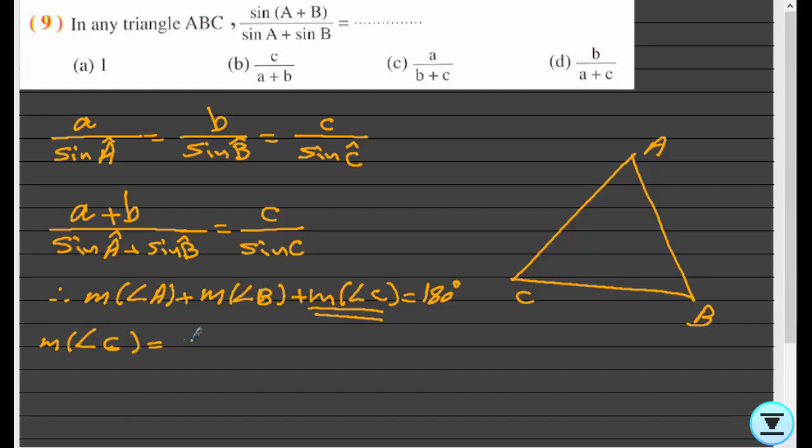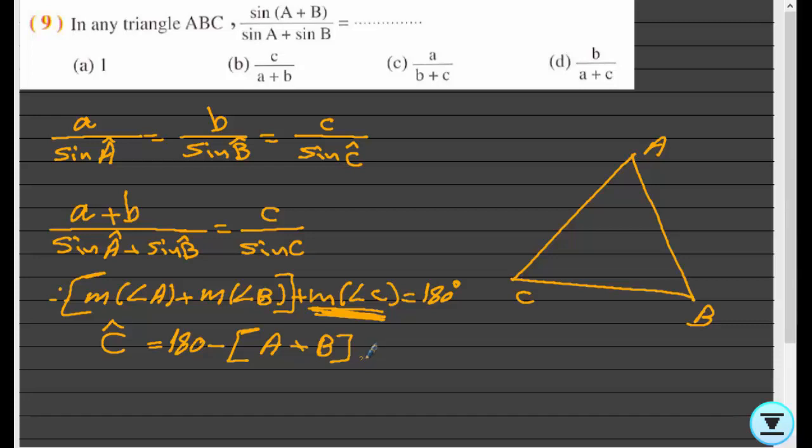So measure of angle C equals 180 minus measure of angle A, which I'll denote by the symbol A. Instead of measure of angle A, I write A, considering it A degrees, plus B. Again, measure of angle C, it is C, equals 180 minus the measure of angle A plus the measure of angle B. So the measure of angle C equals 180 minus (A plus B).